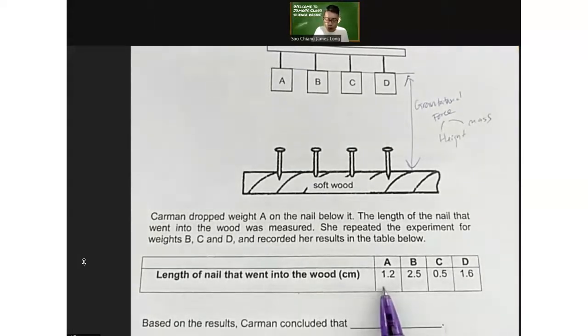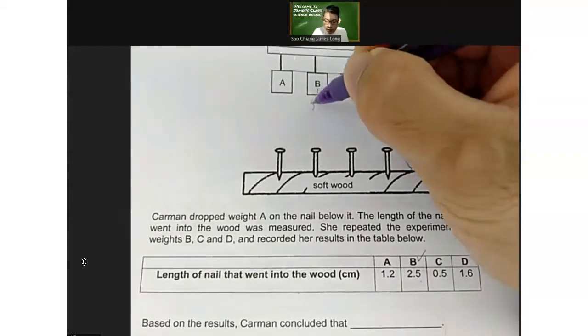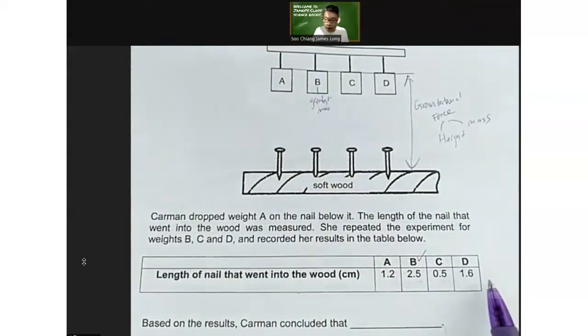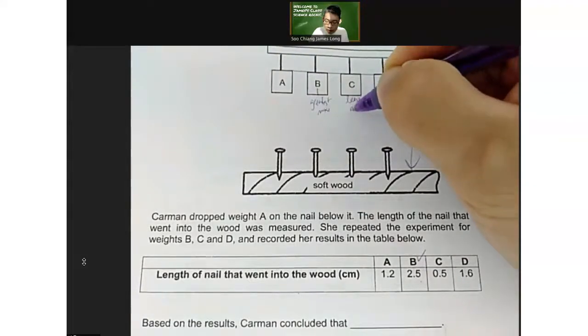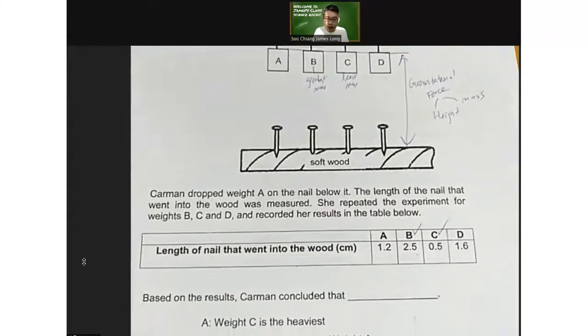So which nail went into the wooden block the most? There's B, right? 2.5 cm. Therefore, block B must be of the greatest mass. And the one that went the least is C. This must be of the least mass. That's the 2 conclusions I can come to based on looking at this. Let's see if that's enough to help us to get the answer.